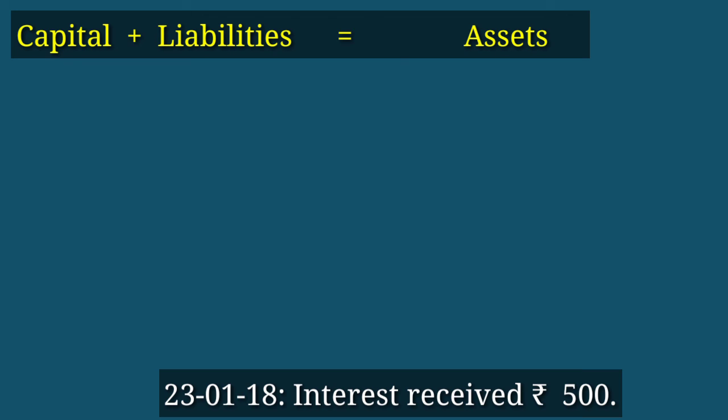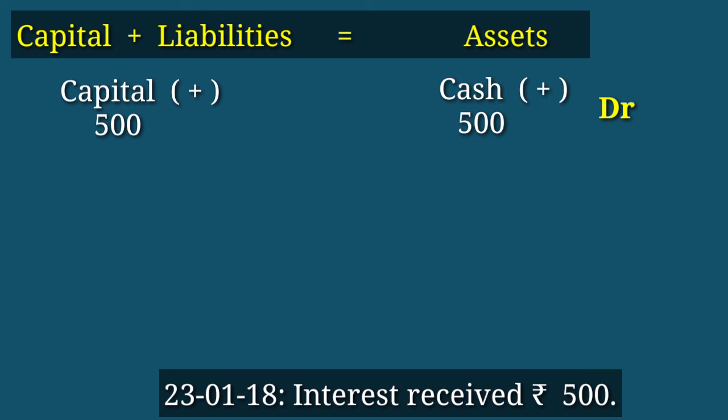Okay. Interest received means we receive cash 500 as interest. So cash is coming, cash is increasing, cash is an asset. So when an asset is increasing, we will debit. Okay. Here interest received is an income. So when income is increased, we will add it to capital, right? So capital also increases by 500. But we will not write the name capital. We will write the cause of the receipt. Here the cause is interest.